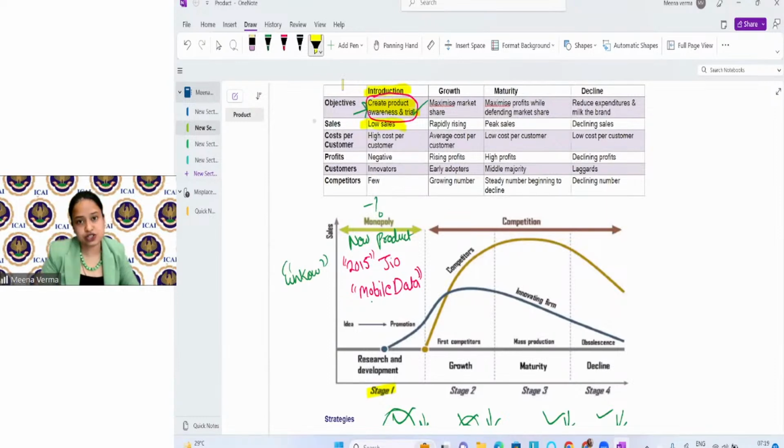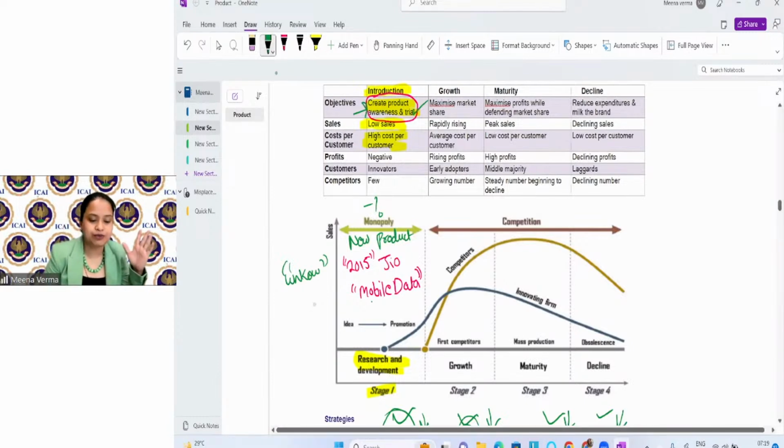Because your product is new, no one knows about your product. So obviously, when people don't know about your product, your sale will be comparatively less. So initially, the sale was less. And initially, the cost for the company was very high. Why? Because the company had done huge research and development on the product, or huge initial investment. Why? Okay, let me tell you about it.